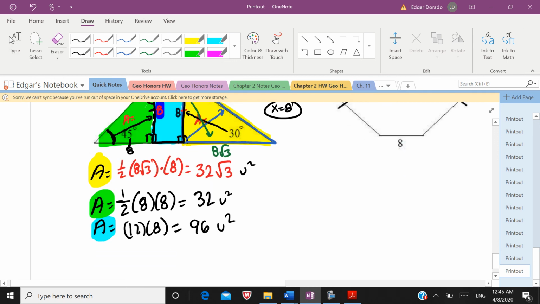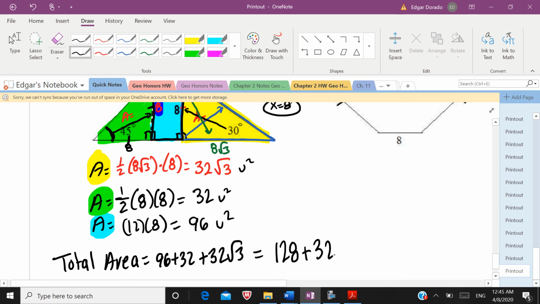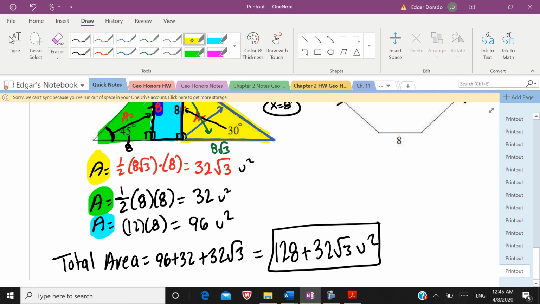So what am I going to do here to finish off this problem, guys? I am going to add it all up. The total area is 96 plus 32 plus 32 root 3. That is going to give me a final answer of 128 plus 32 root 3 units squared. And yes, guys, you have to leave it separate like that, okay? This term does not combine with these two terms. You gotta leave it separate, okay?